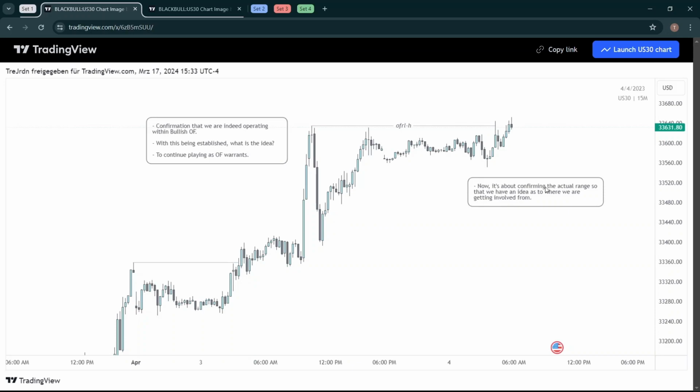Now it's just about confirming the actual range, so we have an idea as to where we are getting involved from. This is coming to the second step, about involvement. But you can see the framed trade is as calm as ever, to be honest. And I usually frame my trade ideas during my pre-session analysis, so like an hour to 30 minutes before my session opens, or yeah, my personal session opens.